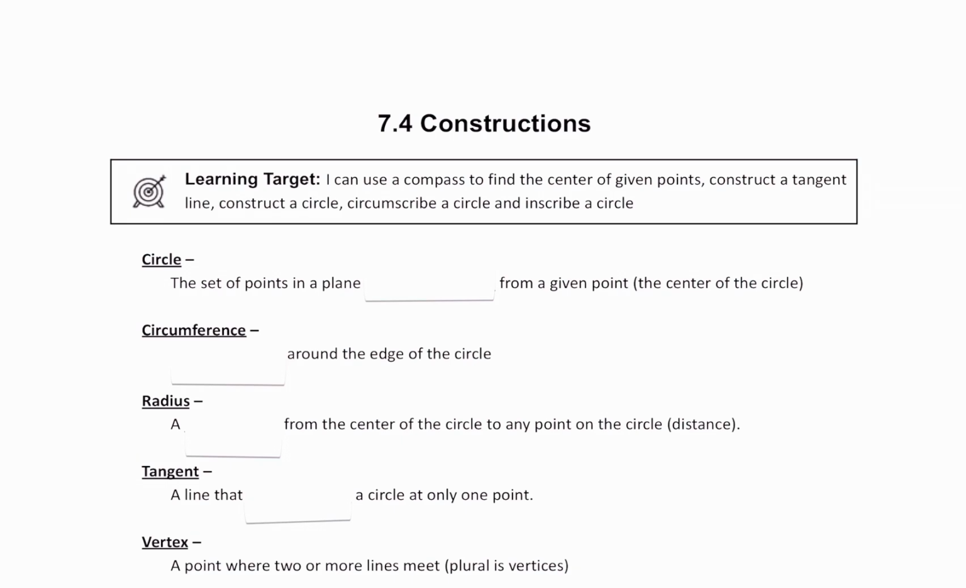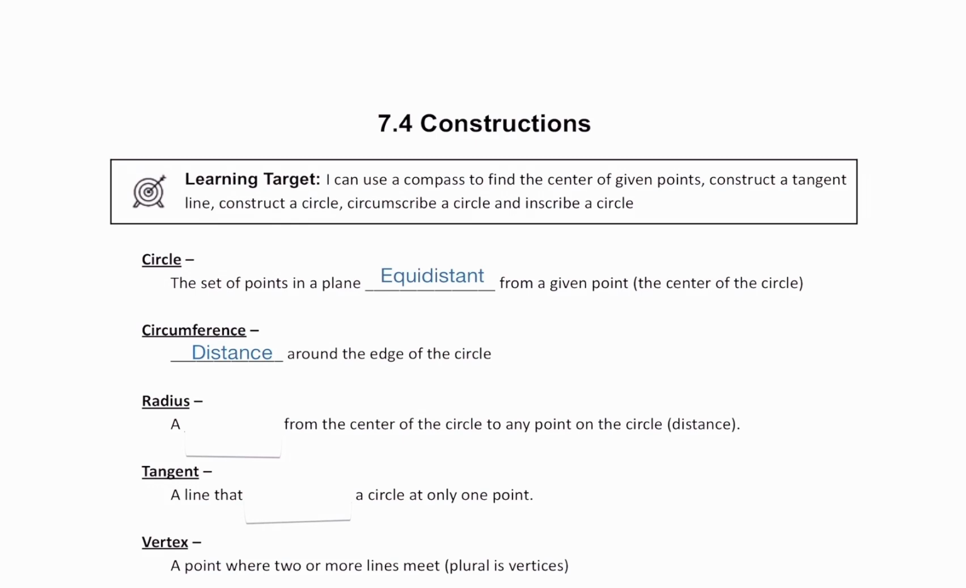Okay, so before we start the construction, let's go over just a couple vocabulary words. So circle, we all know what a circle is, but the definition of a circle is a set of points in a plane equidistant from a given point. That just means that wherever I'm on in my circle, that's all the same distance from the center. The circumference is the distance around the edge of the circle. It's the outside of the circle.